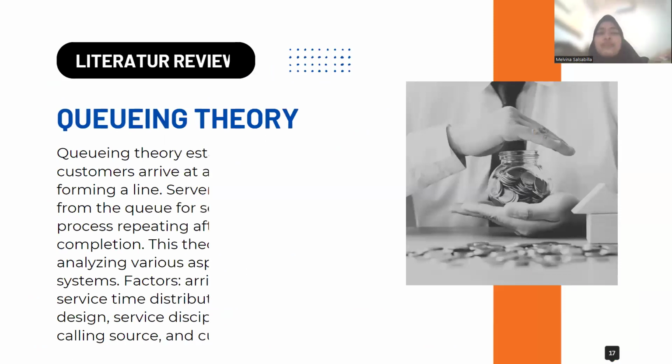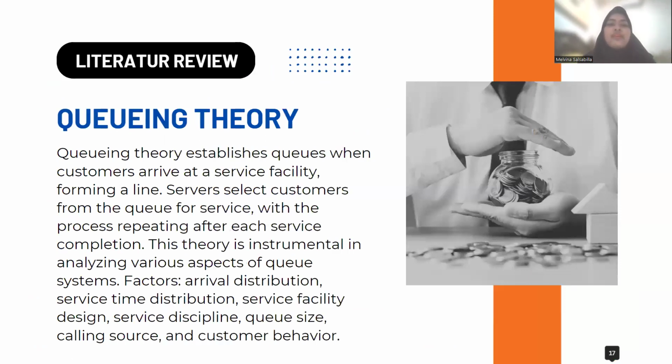And the next is queuing theory. Queuing theory establishes a queue when customers arrive at a service facility, forming a line. Servers select customers from the queue for service, with the process repeating after each service completion. This theory is instrumental in analyzing various aspects of core system factors: arrival distribution, service time distribution, service facility design, service discipline, queue size, calling source, and customer behavior. Next.